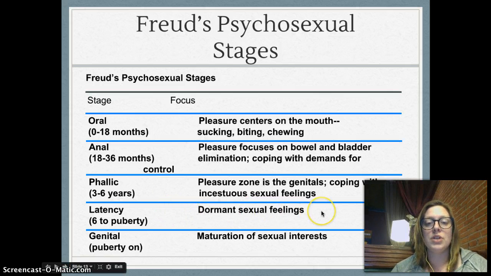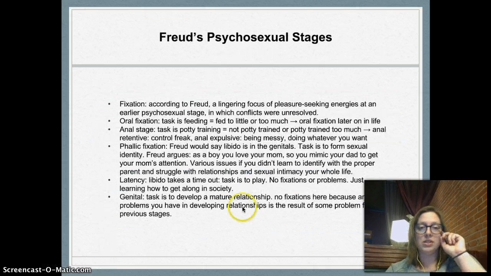Latency. This is when your sexual feelings are dormant. This is why it's called latency. It's kind of on a hiatus. And this is from age 6 to puberty, and this is where you're just learning how to play and learning how to exist in your realm. And then genital, this is from puberty and onward. This is the maturation of your sexual interests, and this is where you develop actual sexual relationships outside of the home.